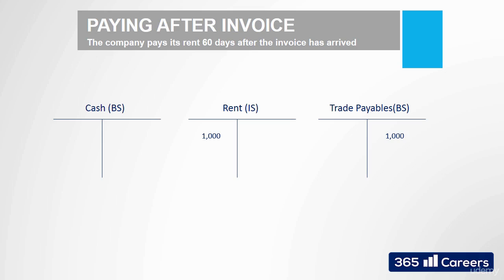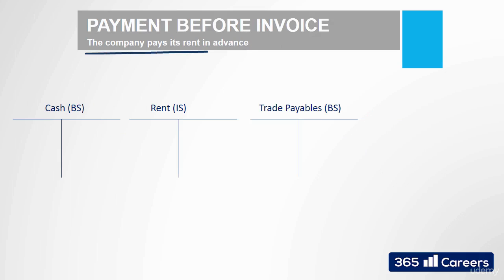Then, after 60 days have passed, the firm manages to find the money and pays its rent. We'll have to credit cash and debit trade payables for $1,000. The debt has been paid. In the third scenario, the landlord asks the company to pay its rent in advance. It would then have to pay its rent before recognizing an expense.